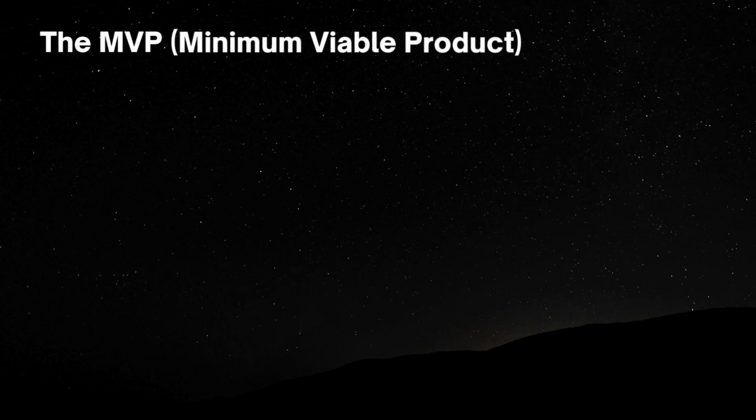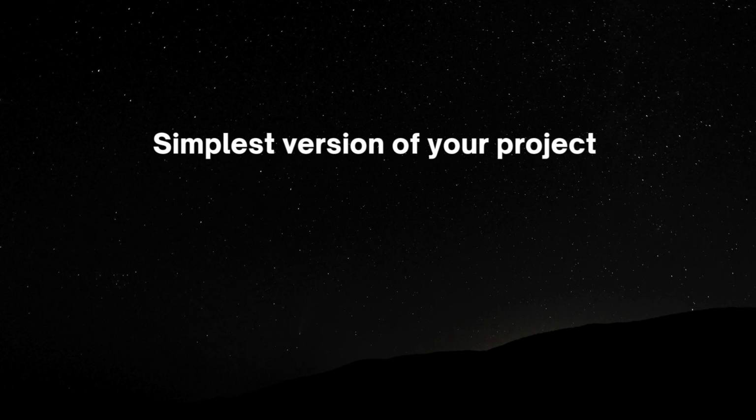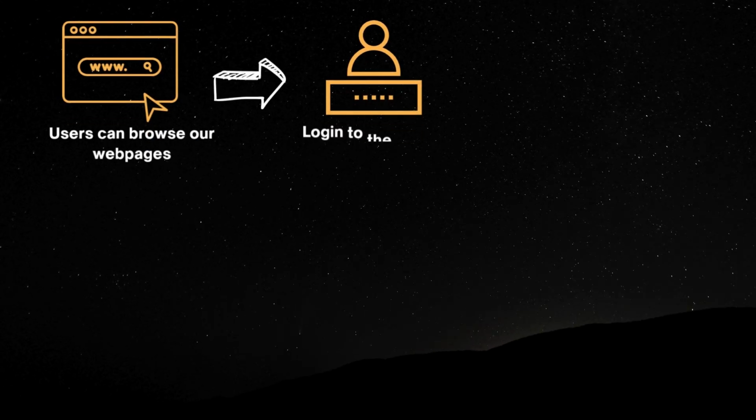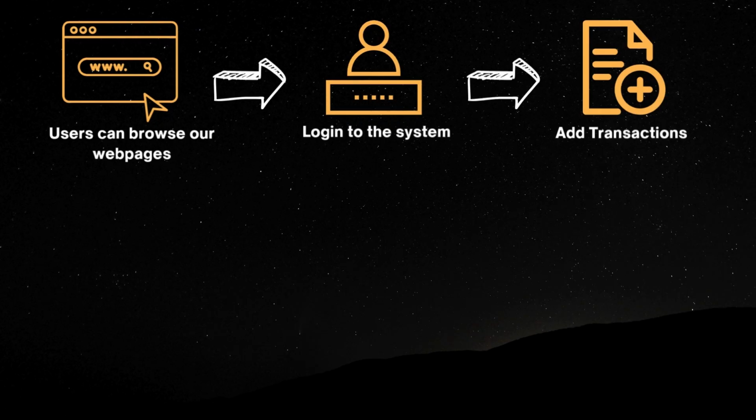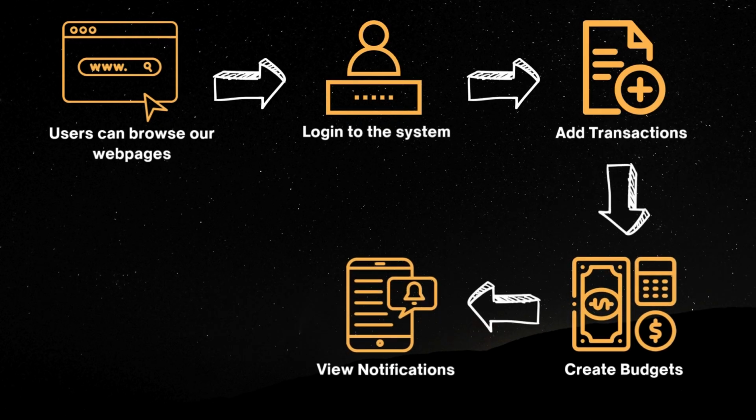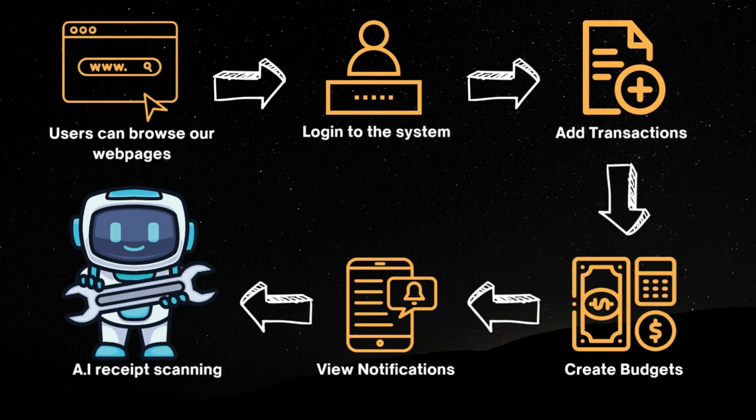What is MVP? MVP stands for Minimum Viable Product. And MVP is the simplest version of your project that delivers value. For this application, the MVP was very simple. The users can browse our web pages, they can log into our system, add transactions, create budgets, view notifications, and once that was working, we will be adding the AI receipt scanning as well as some advanced charts and functionalities. And to anyone who is watching this video, always remember, start small and then build up.